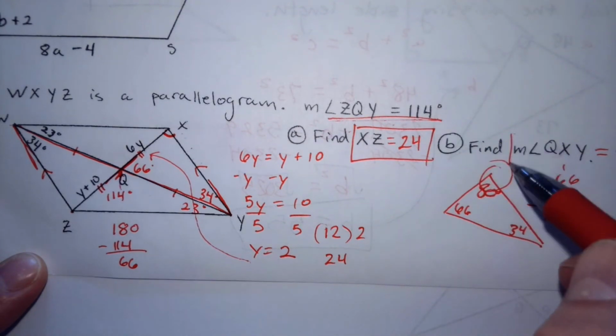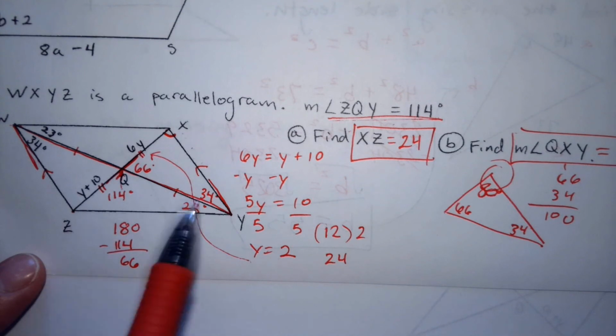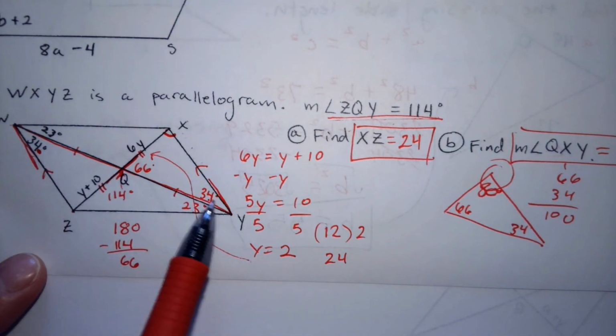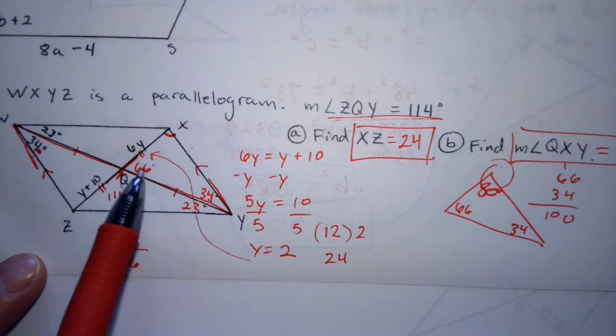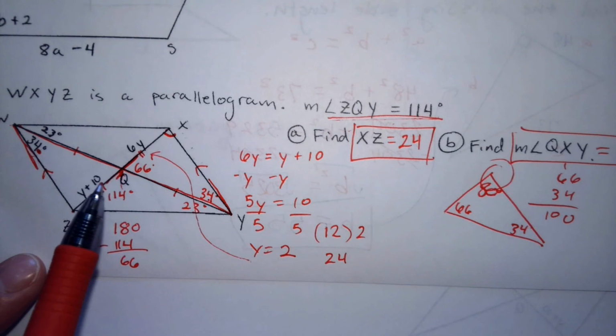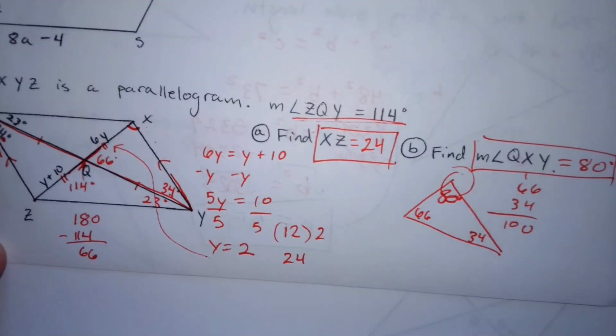And then that's it for that one. So there's basically two separate problems. You needed to use alternate interior angles to get this 34 there, and then the triangle sum theorem after you use the straight angle or linear pair theorem. Anyway, that's it for that one. Oh, equals 80.